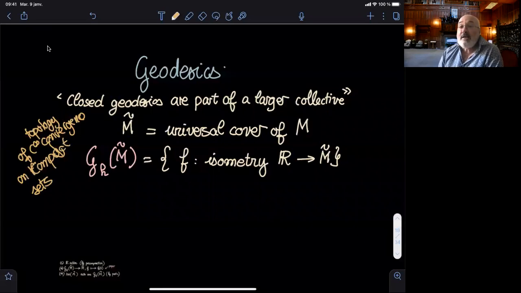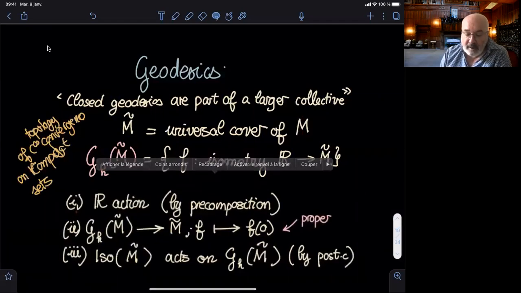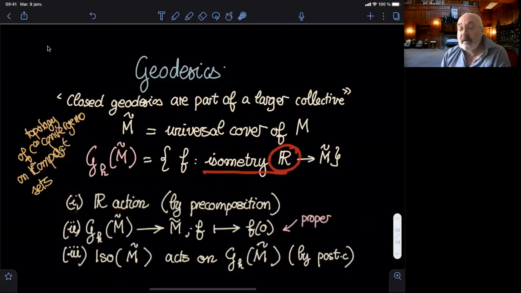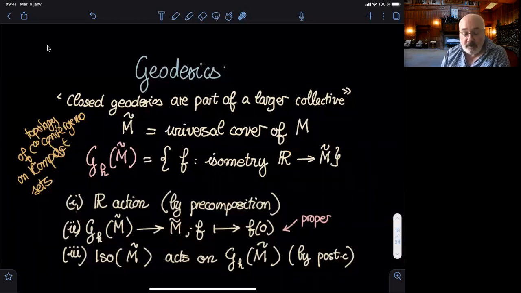Let's see what structure we have on this space. The first thing is an action by R. The action by R is the action by precomposition. R itself is a group of isometries of R, so it acts by precomposition on the right on this space of isometries, the geodesic space. This is something most of you know under the terminology geodesic flow.